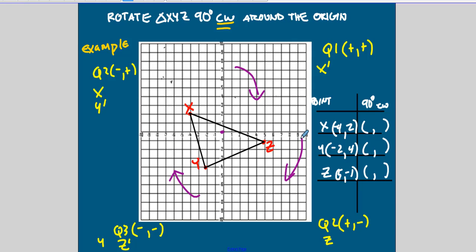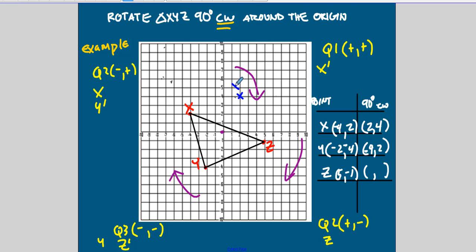Now X is negative 4, 2. You swap the coordinates, and the first quadrant is positive, positive, so that's 2, 4. Y is negative 2, negative 4, in Q3, and it's going to the second quadrant, which is negative, positive. Swap the coordinates, so that's negative 4, 2. That was a mistake earlier. Let's actually get these points plotted as we're doing this so we don't forget. So I've got to put in 2, 4 here.